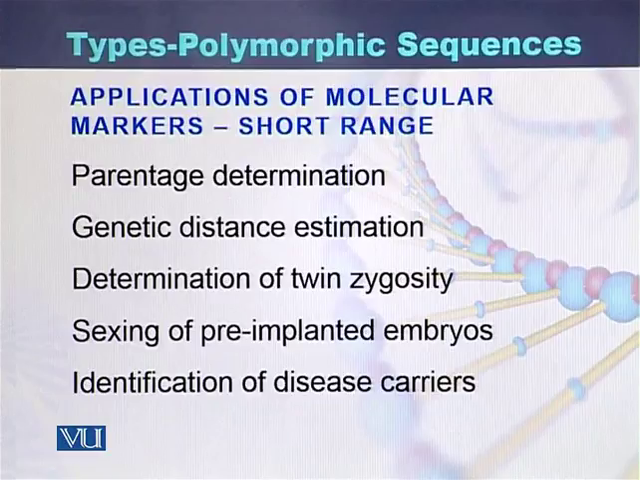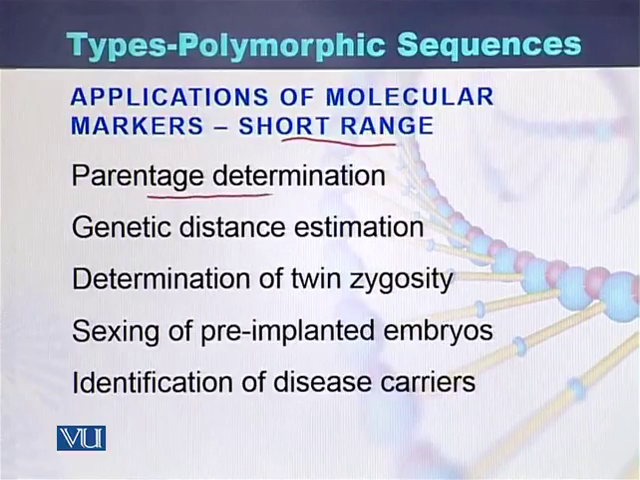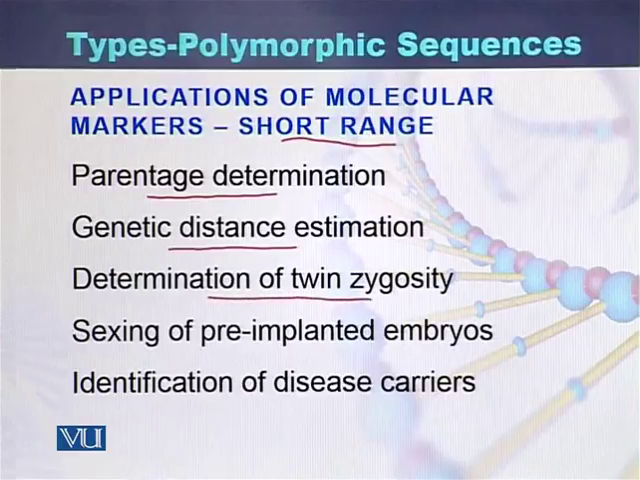Applications of the molecular markers. There are two types of applications. One is called short range applications and the second one is called long range applications. Short range applications of the polymorphic markers can be parentage determination, also called paternity analysis, genetic distance estimation to estimate the distance between two genetic loci, determination of twin zygosity, sexing of pre-implanted embryos, and identification of disease carriers.